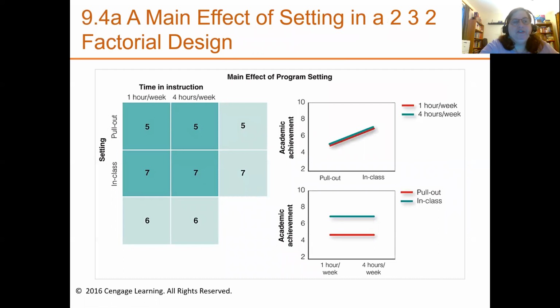Now we'll do the reverse. In this case, we do not have any difference between the 1 hour per week and the 4 hour per week, but we do have a difference between our pull-out asynchronous and our in-class synchronous. And you can see that here, or if you look at it this way, you can see it this way.